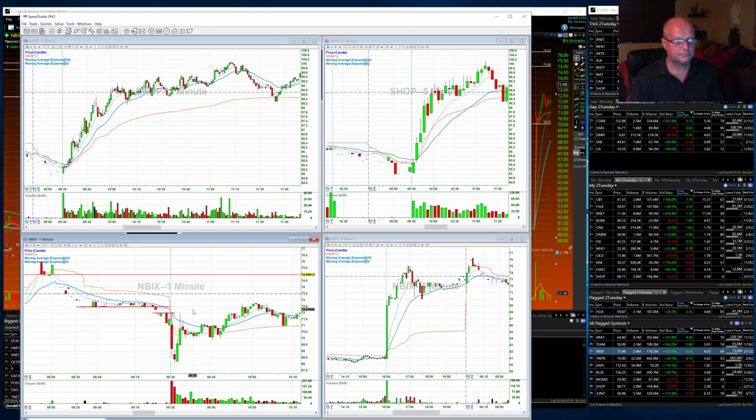And then, like I said, with SHOP, up here. That's a perfect ORB right there. How much more beautiful of an ORB do you need? And then a flag and a flag and a pullback to the 9 EMA, another pullback to the 9 EMA. This is like a long city.